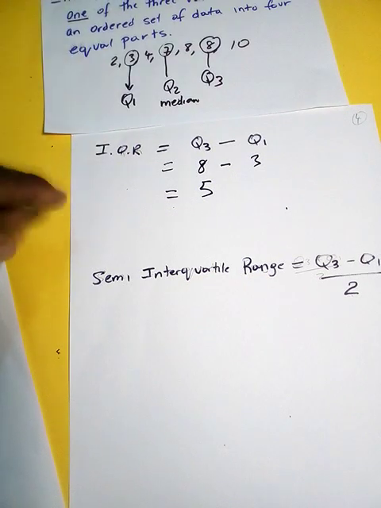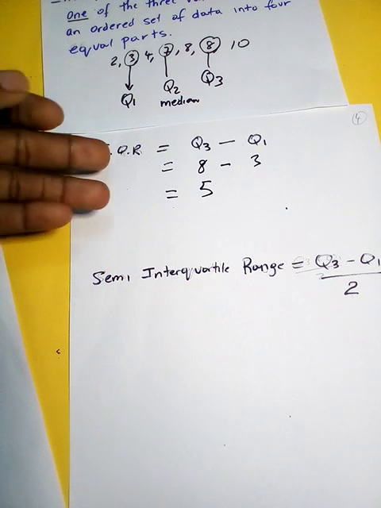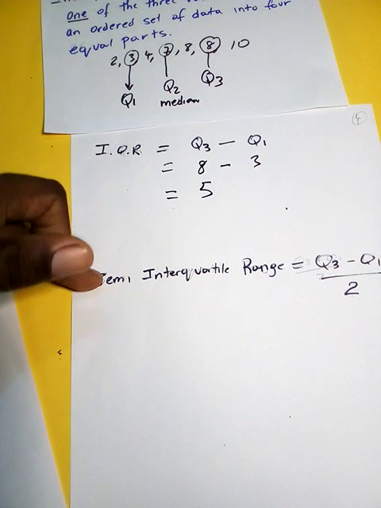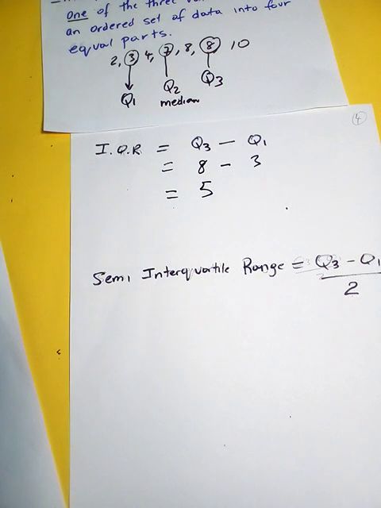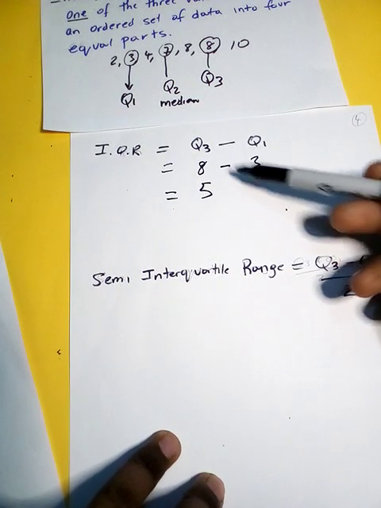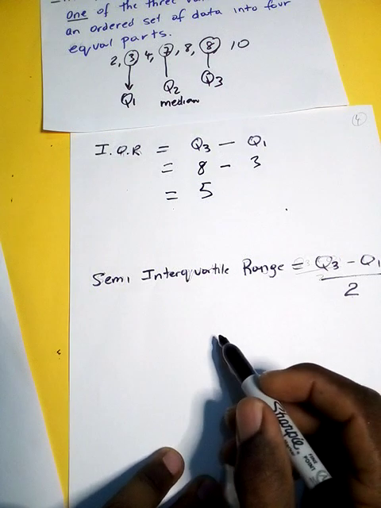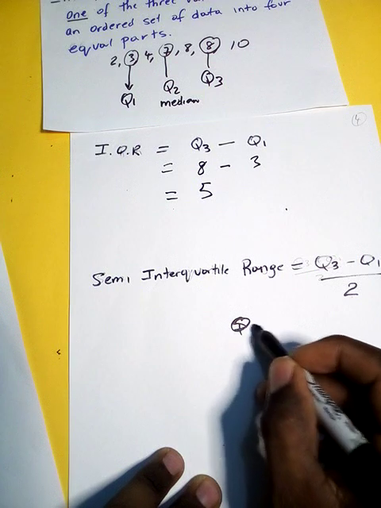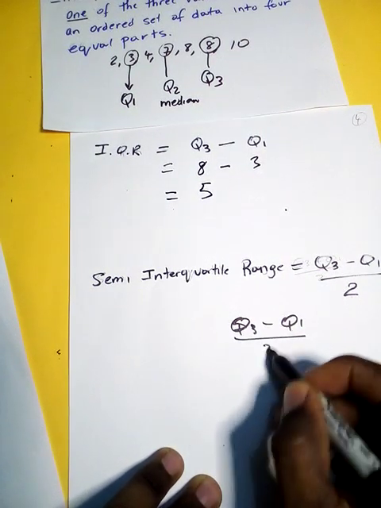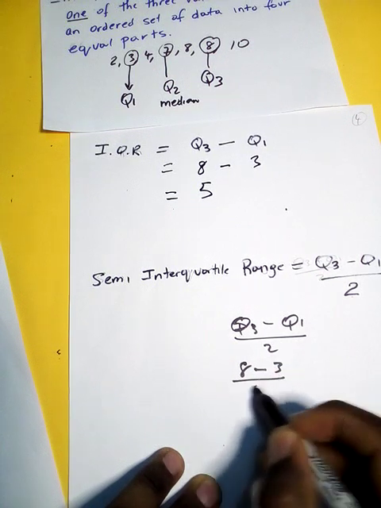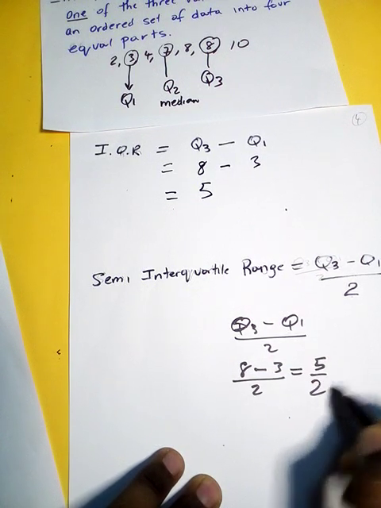They might extend the question and ask to find the semi-interquartile range. So we know the formula for the interquartile range is Q3 minus Q1, but the term semi here means half, and we can take half as divided by 2. So we use the formula above and then divide by 2. The result that we get above is 5. Or if you want to use the formula, Q3 minus Q1 divided by 2, where Q3 is 8 and Q1 is 3, divided by 2. So it's 5 divided by 2, which gives us 2.5.